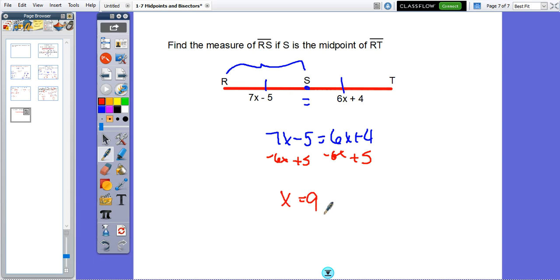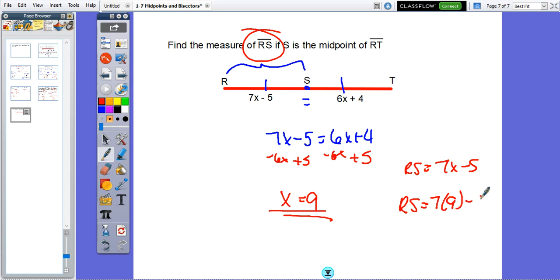Again, that's not the answer. That's an answer, but not the answer. The question was, what is RS? Currently, RS is equal to 7x minus 5. So we're going to substitute that in there. So RS equals 7 times 9 minus 5, giving us 63 minus 5, which gives us a final answer of 58.